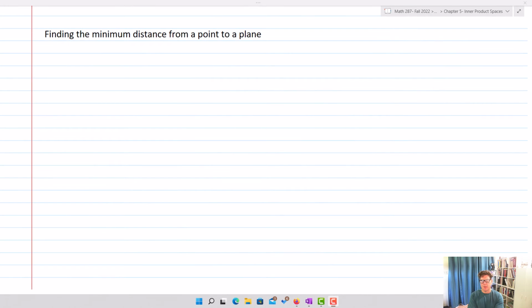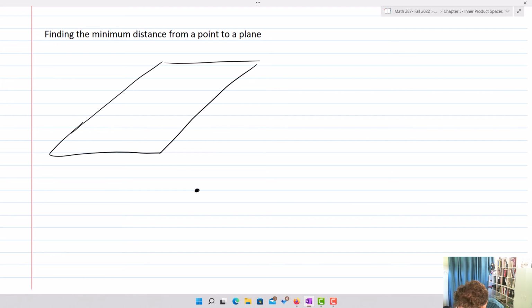So now what we're going to do is start thinking about orthogonal projections, but now from the perspective of working with a plane. We've got a plane in some Rn space, and we want to find the minimum distance from a point to a plane. So imagine I've got this plane, and here's my point, call it P. Let's just call it P, because we want to think about this in any n-dimensional space.